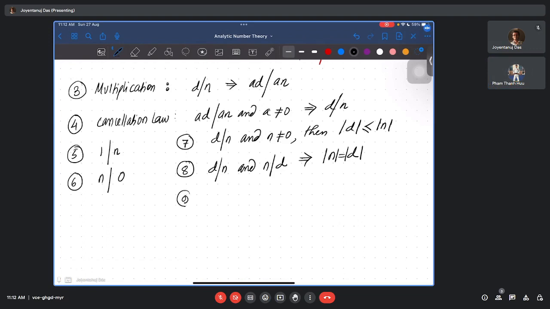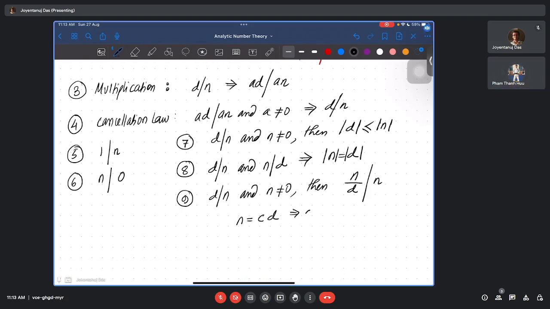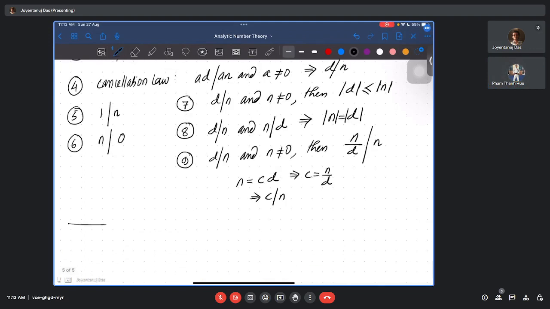So the last point is, suppose d divides n and n is not equal to 0, then n by d is an integer, right? So that will also divide n. That is because n equals some c times d, right? So here c equals n by d. So this will also imply that c also divides n, right? That's why this is the condition. I think up to this is fine.